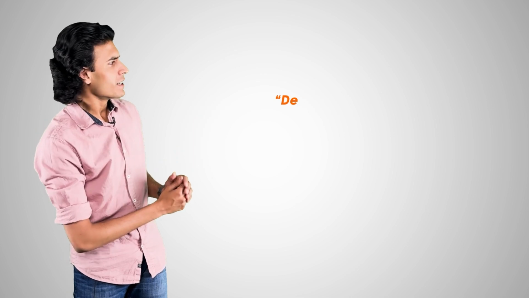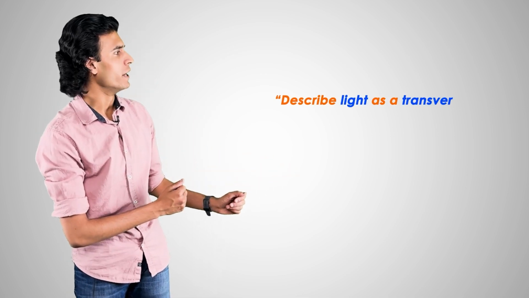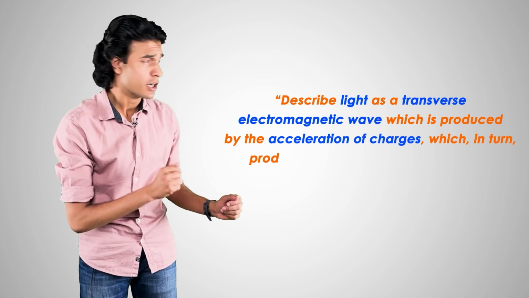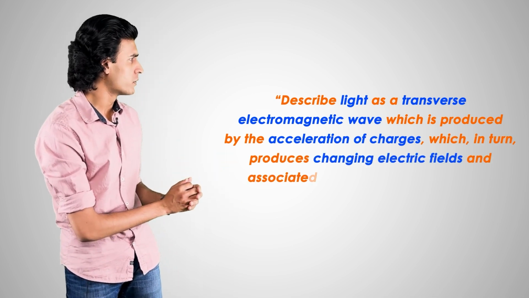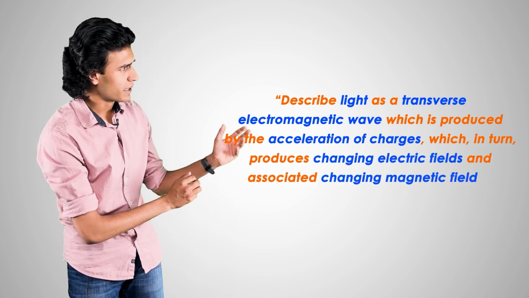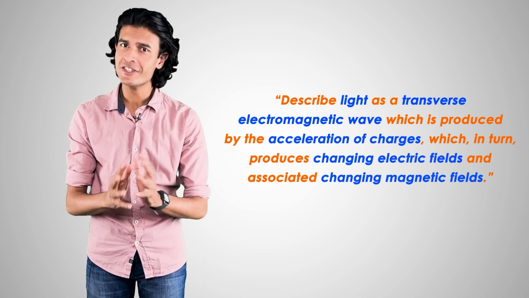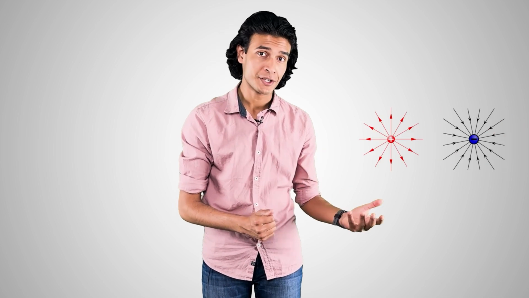Alright, so we are needed to describe light as a transverse electromagnetic wave which is produced by the acceleration of charges, which in turn produces changing electric fields and associated changing magnetic fields. That is a mouthful. So let's just start by breaking down the parts of this that we are already familiar with: electric fields and magnetic fields.